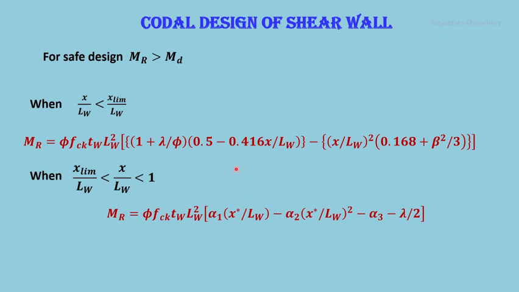0.416 comes from the stress block used in the Indian code, which is parabolic rectangular stress block. When X by LW is greater than X limiting by LW, and it is following this, within this limit both are less than 1, then the moment of resistance is given by another formula. So if you choose a section, then all the parameters can be calculated. You have chosen the section, you have chosen a steel, so all the parameters can be calculated. You calculate the X by LW, X limiting by LW, and based on the relationship which is greater, you use either this formula or that formula. In this second formula, you see there are parameters like alpha 1, alpha 2, etc., which we can see in the next slide.